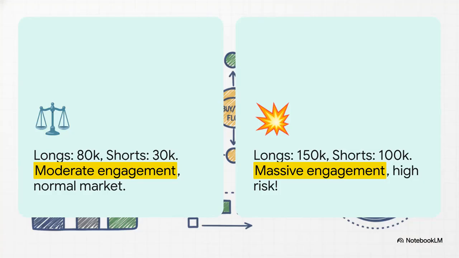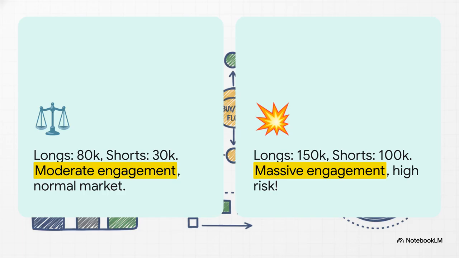Okay, let's dive into this. Imagine two totally different scenarios. Scenario A, you've got 80,000 longs and 30,000 shorts. In scenario B, you're looking at 150,000 longs and 100,000 shorts. Now look at the math. Both of these give you the exact same net position, right? Plus 50,000, but in reality, these represent wildly different market fragilities.